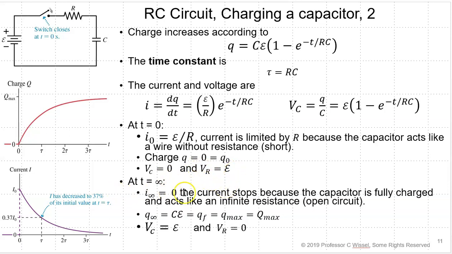At time t equals infinity, that's after a very long time, the current is 0 because the capacitor is fully charged and acts like an infinite resistance, in other words, an open circuit. Q infinity is C times E, and of course that's the maximum charge you're going to get. And VC equals E, and VR is 0 because the current is 0.